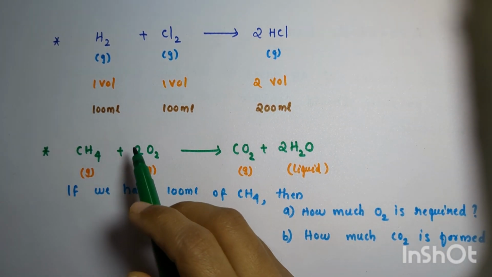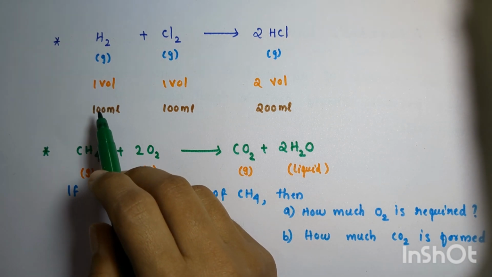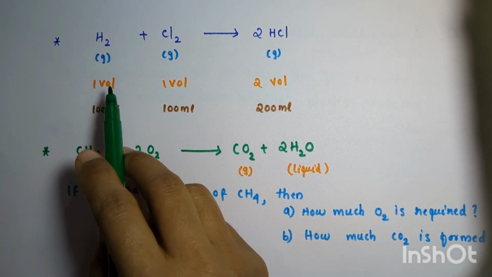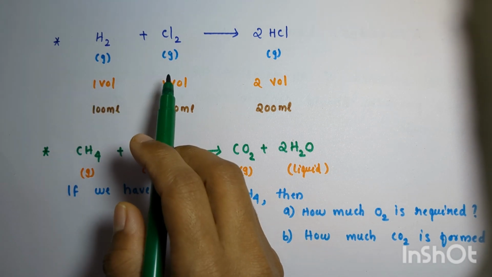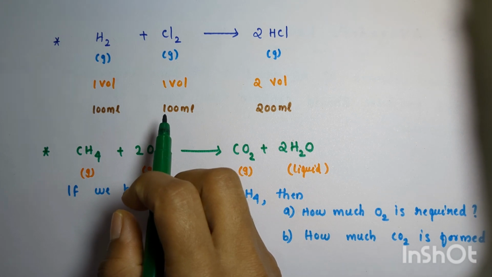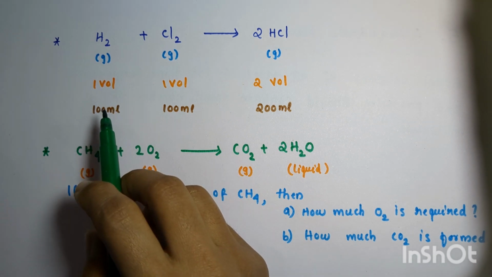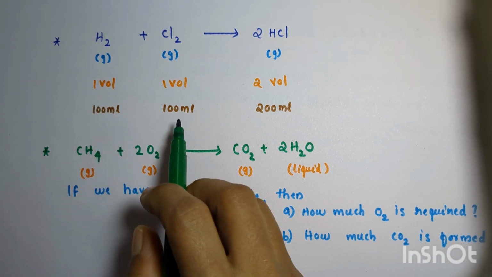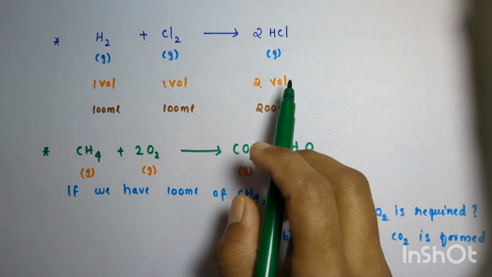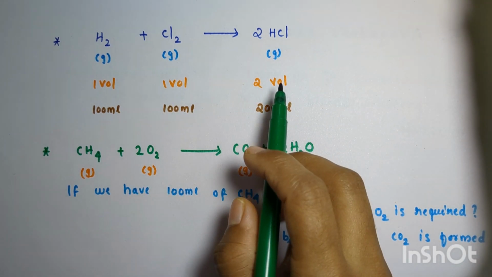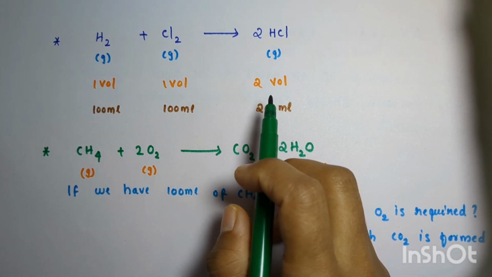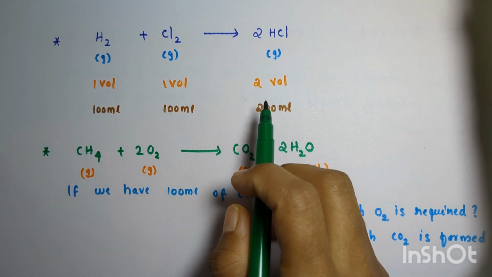That is, if we have 100 milliliter of hydrogen, then 1 volume reacts with 1 volume. So 100 milliliter reacts with 100 milliliter. Okay, so 100 milliliter of hydrogen reacts with 100 milliliter of chlorine. Then we get 2 volumes of HCl gas. That is, we get 200 milliliters of HCl gas.